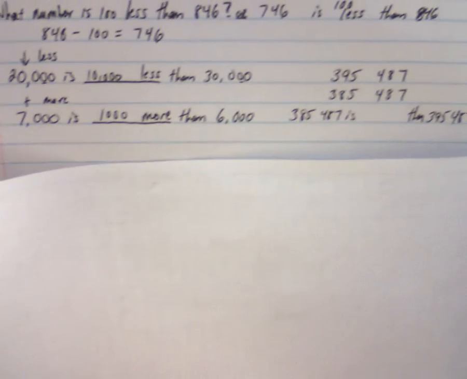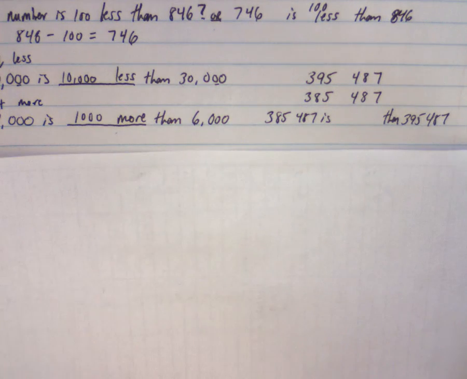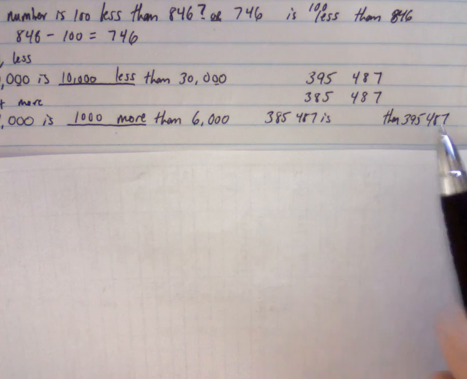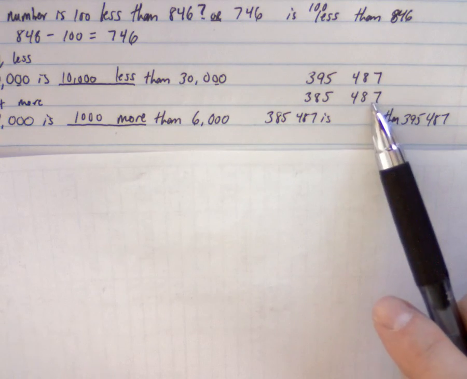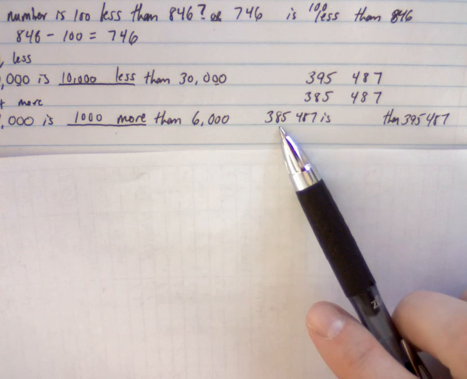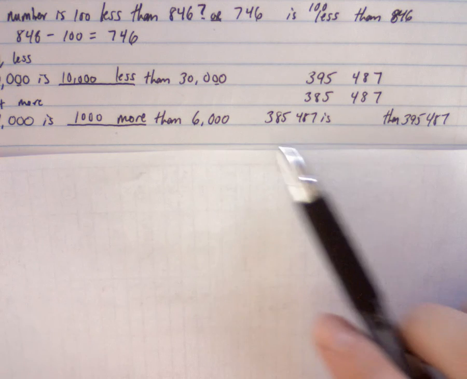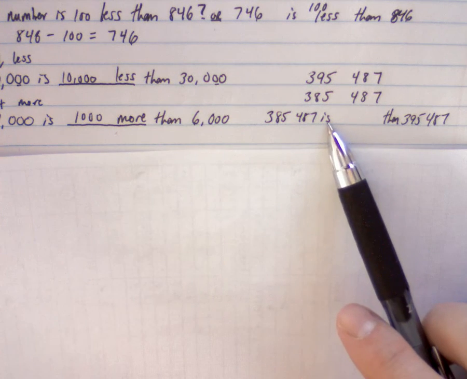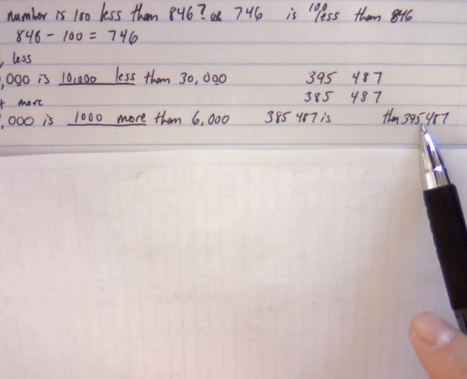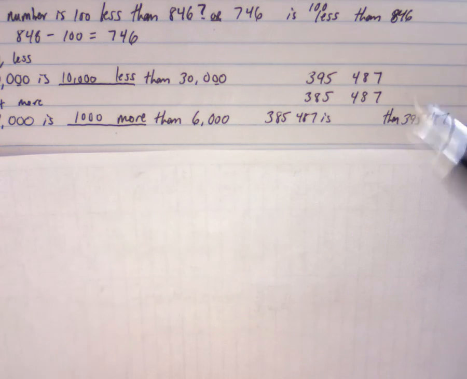What we're going to do is we're going to shift gears. We're going to keep doing the same thing. We're just going to look at the numbers in a little bit of a different way. Okay, so we're actually going to do more of an easier comparison between the two numbers. So when we're reading the sentence, what it says is that 385,487 is then 395,487. Let's take a look at the numbers.